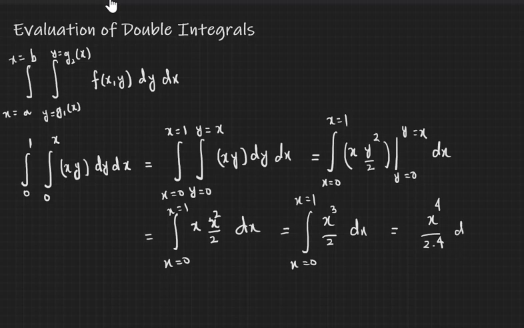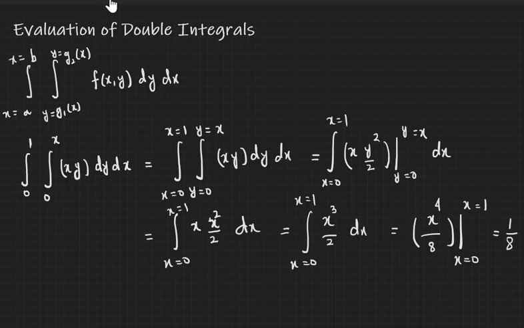So instead of 2 times 4 we can write 8, right? And then taking the limits of integration, x equals 0 to x equals 1. Now applying the limits of integration, that would be 1 power 4 divided by 8 minus 0 power 4 divided by 8, so that would be 0. So the answer of this double integration of the function xy from 0 to x with respect to y and then with respect to x from 0 to 1 is equal to 1 upon 8.